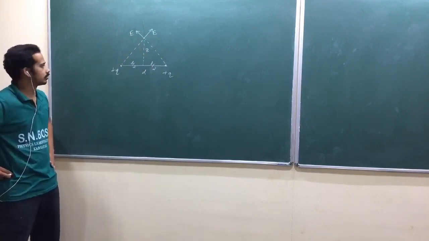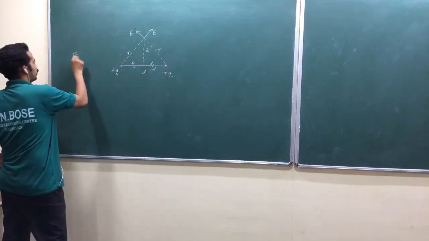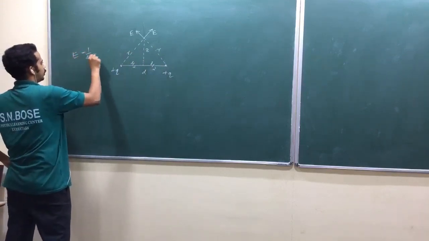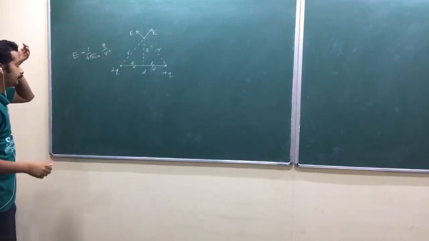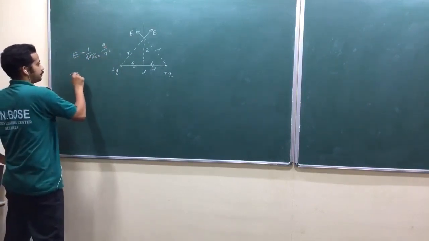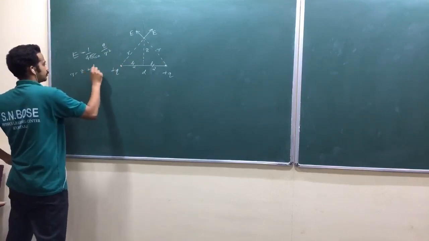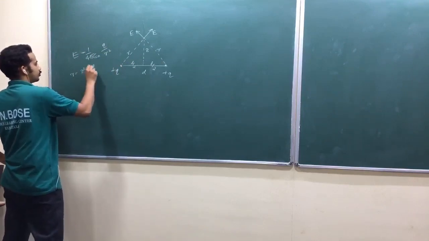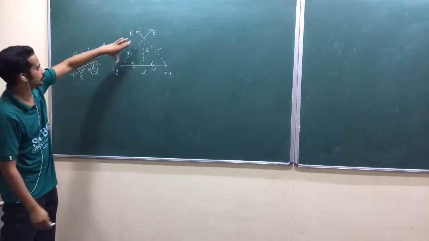Now let me take this one as R, R here, R here. What is the electric field? 1 by 4 pi epsilon naught, Q by R square. That's it. So R I can write as the square root of z square plus d by 2 the whole square, according to Pythagoras theorem.